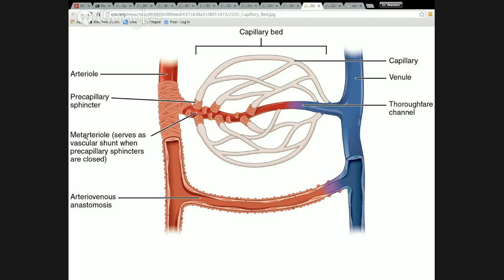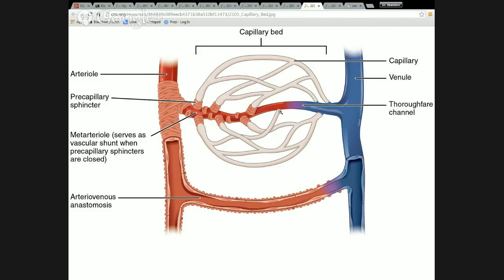And so here under metarteriole, it says serves as a vascular shunt when precapillary sphincters are closed, which is to say that if we don't want the blood going into that capillary bed at a particular time under certain circumstances, it'll just shunt through from one side to the other. But if those precapillary sphincters are relaxed, then the blood will flow through the capillaries and there'll be perfusion of blood through all this tissue.